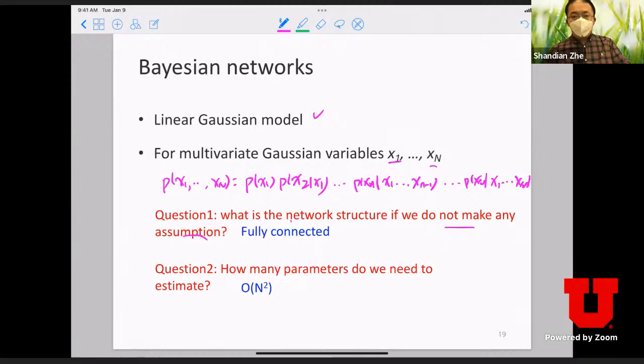And this is a linear Gaussian model, so it basically says the mean is a linear combination of the conditioning variables, plus a variance. If we build up the network structure, it is a fully connected network, and the parameters we need to estimate will be on the scale of n squared. Because for random variable n, to identify its conditional distribution you use O(n) parameters, and then if you go over x1 to xN, you get O(n squared) parameters. That's definitely quite complicated. If n equals 100, you're going to use 10,000 parameters.